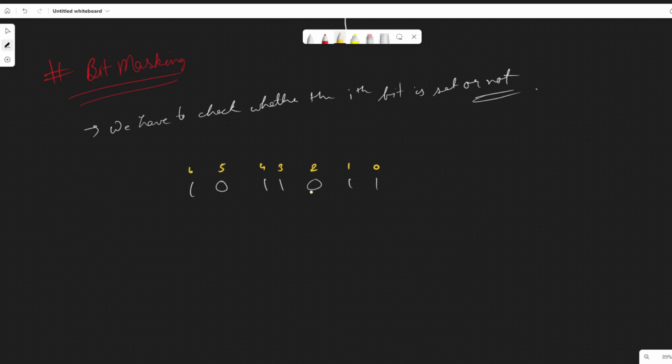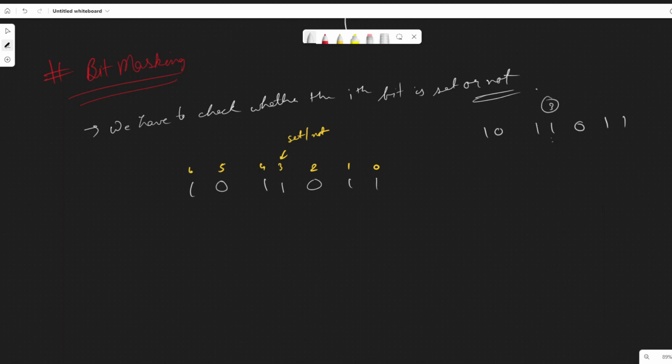So we have to check whether the third bit is set or not. Simple. So what we can do, we can move it one by one. So we can change the number basically. So it becomes 1 1 1 1 0 1 1. So this is our third bit.